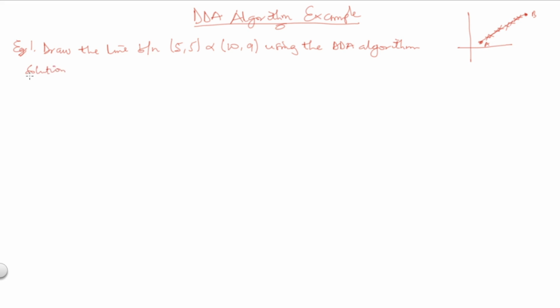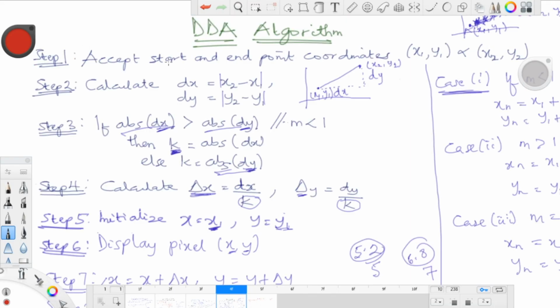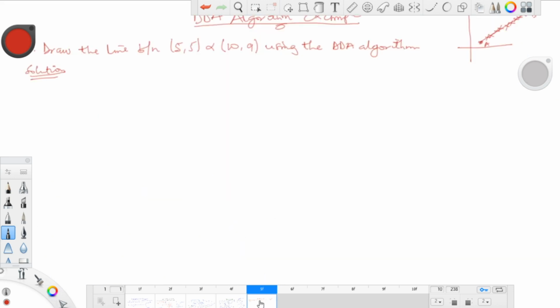The first thing we have to have in mind is the algorithm, that's the steps of the algorithm that we talked about. First of all, we have to accept the starting and the end point coordinates. In this case, it is A and B. Then we will calculate these values. Step 2 is to calculate dx and dy. So let's represent A as the coordinate 5, 5, and B as the coordinate 10, 9.